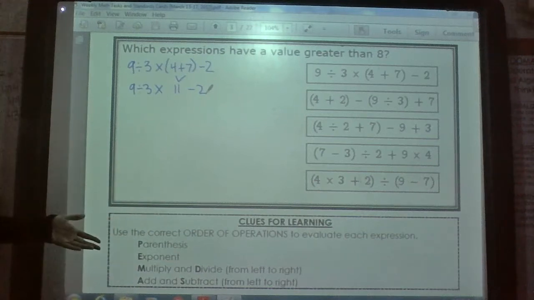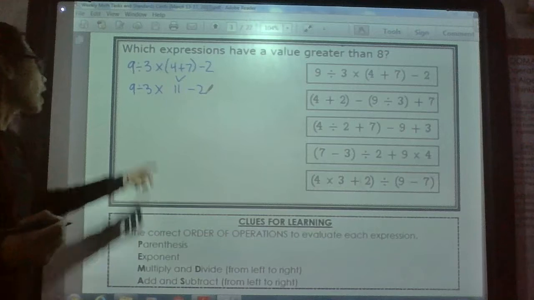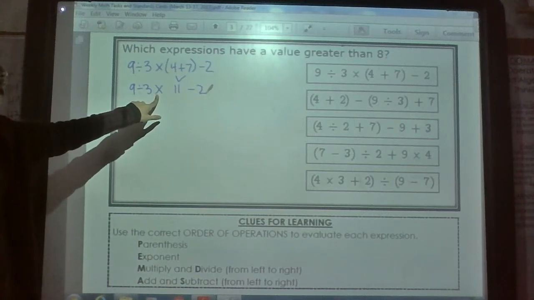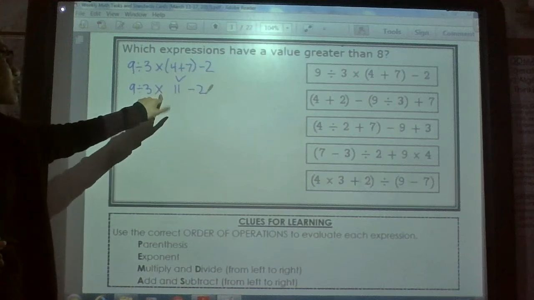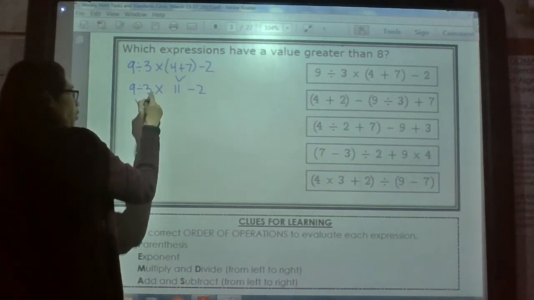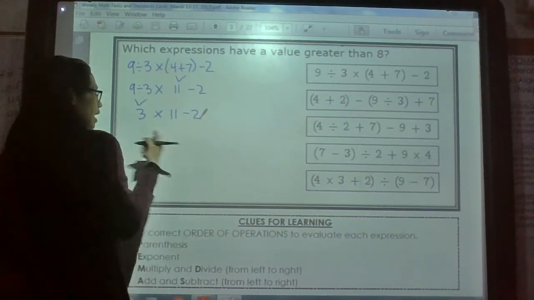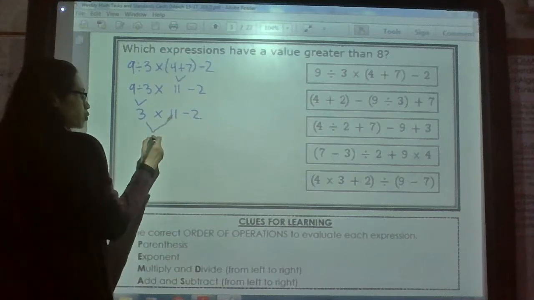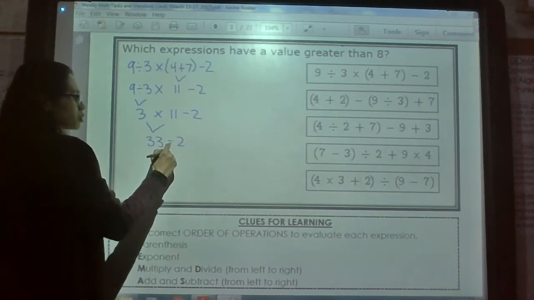Now what do we do next? There are no exponents, so now we multiply and divide. Now, I see a division and I see a multiplication. But you go from left to right. So you don't multiply first because you don't see that first. You divide first. 9 divided by 3 is what? That's a 3. And then bring the rest down. And then we do 3 times 11, which is 33, minus the 2, which gives me what?